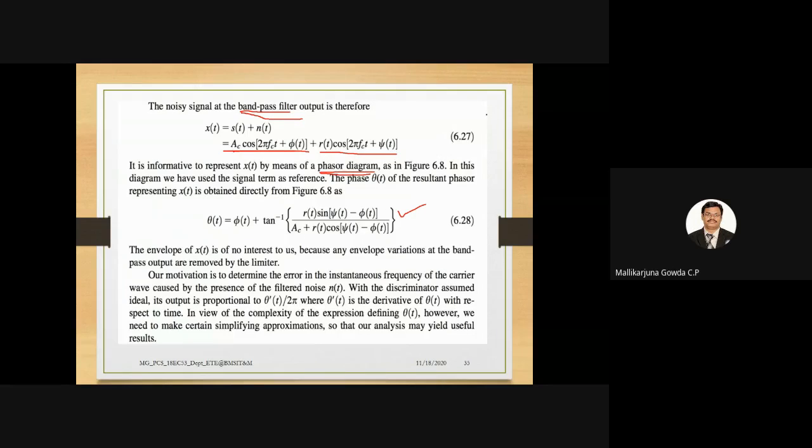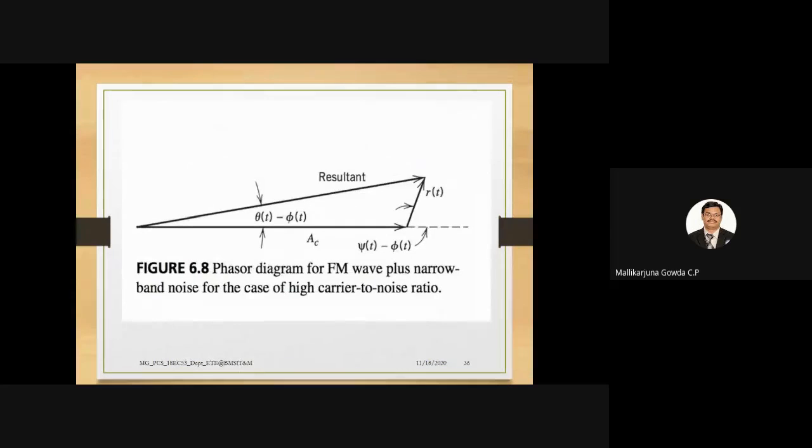Signal term, this S of t, as the reference, and phase theta of t of the resultant phasor representing the X of t. I will show first the phasor diagram. Okay, so this is the phasor diagram.